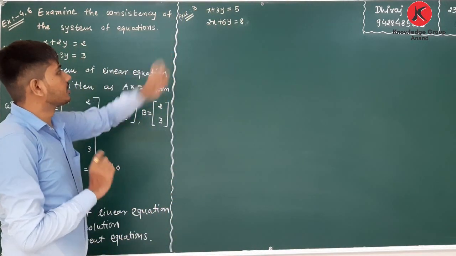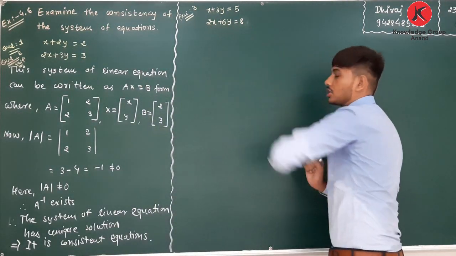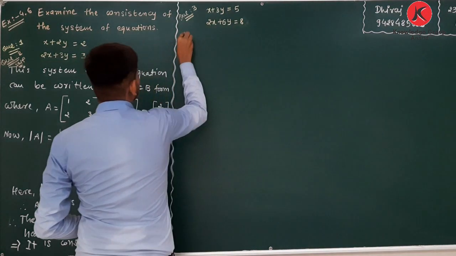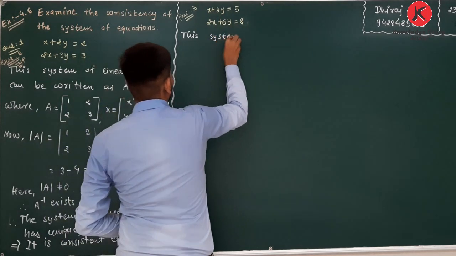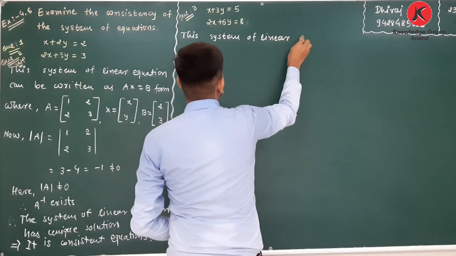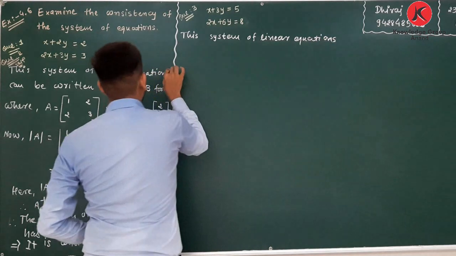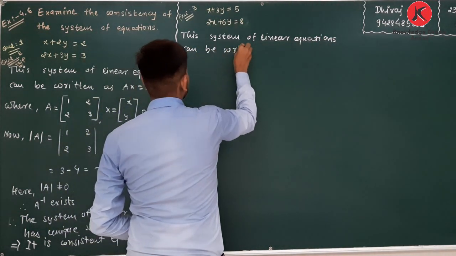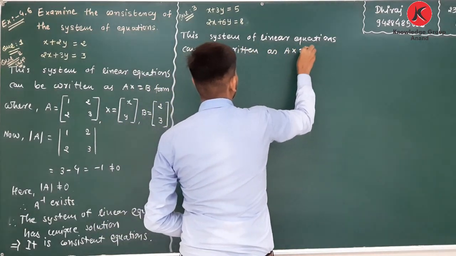Question number 3 is x plus 3y equals 5, 2x plus 6y equals 8. So first of all, we can represent this system of linear equations in AX equals B form.